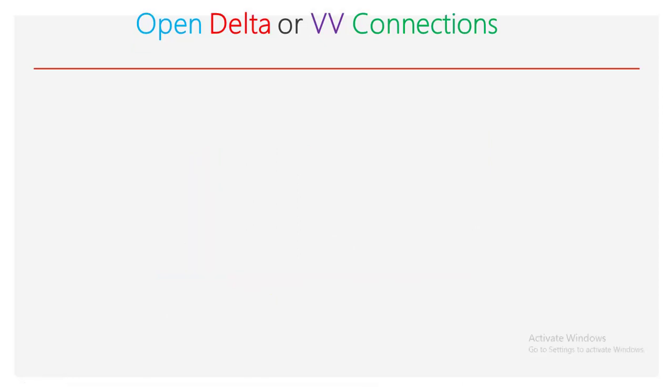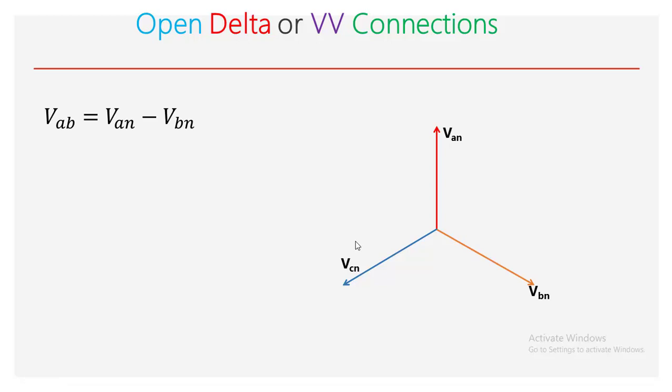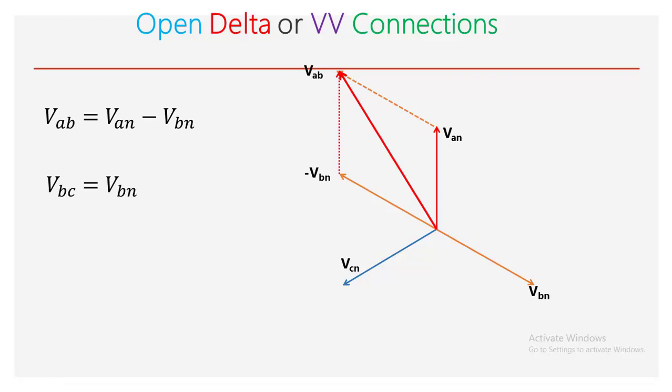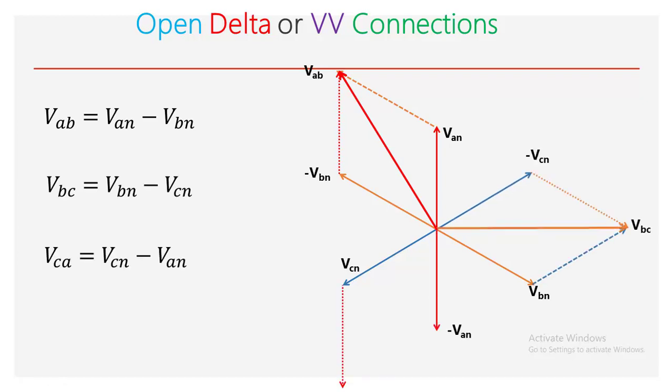Let me draw the phase voltages VAN, VBN, VCN, and the angle between each phase will be 120 degrees. From this, I'll try to get the line voltages. VAB is equal to VAN minus VBN. Minus VBN is obtained by reversing the phase VBN, that is shifting VBN by an angle of 180 degrees. Now take the phasor sum of VAN and minus VBN. We'll get the line voltage VAB. Similarly, get the line voltages VBC and VCA.